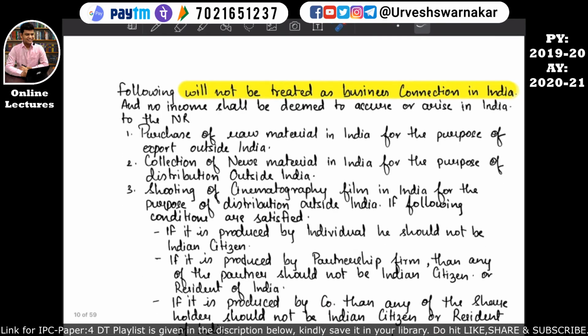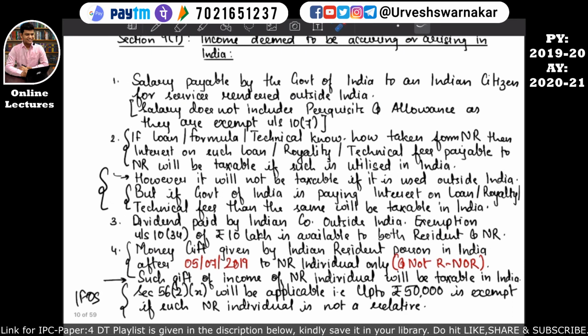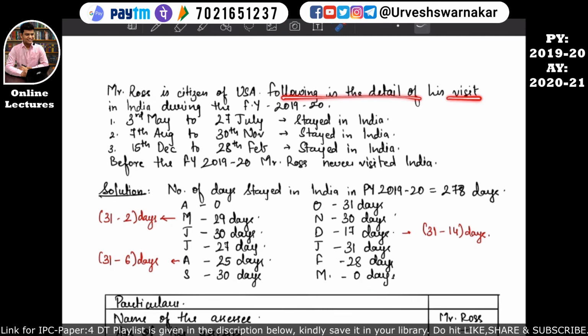So our chapter comes to an end over here. Okay students, so now let's come into the format book. There is one sum that we will solve. It is already solved, but we will see that sum. Okay, so this is the question. Let's read the question. Mr. Ross is a citizen of USA. Following is a detail of his visit in India during the financial year 2019-20, that is the previous year 2019-20.